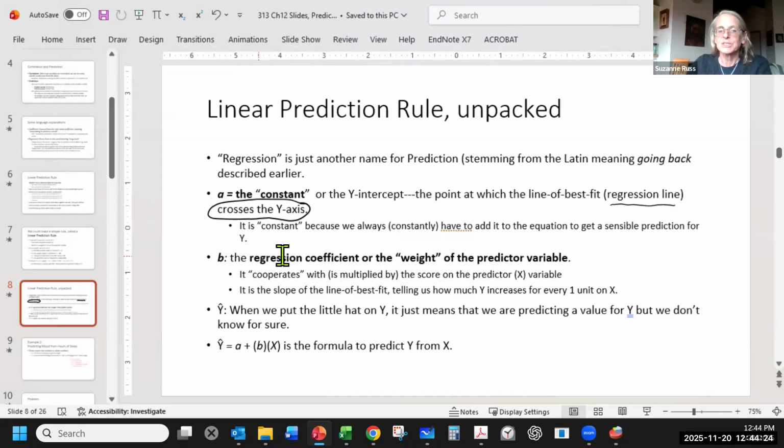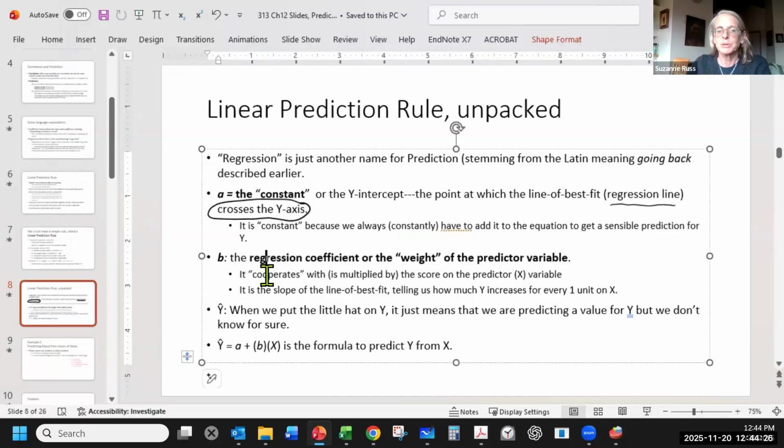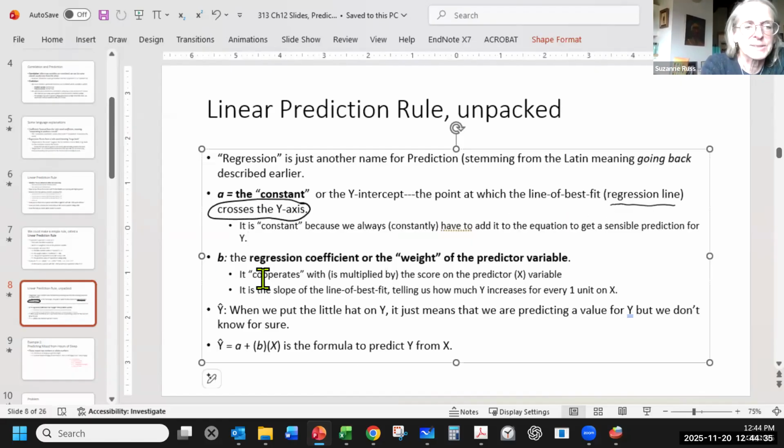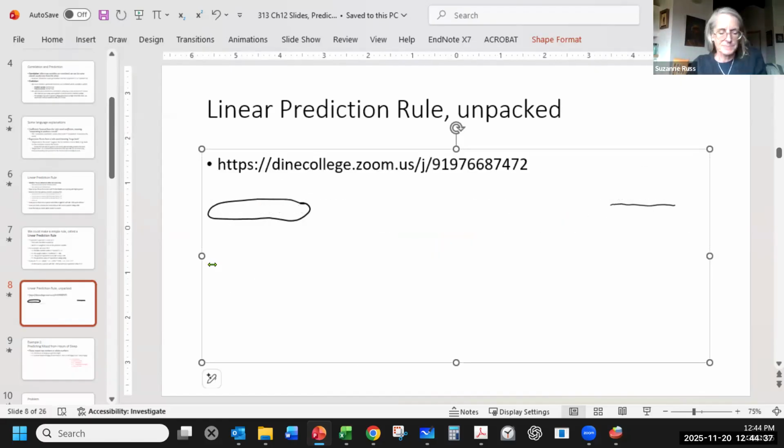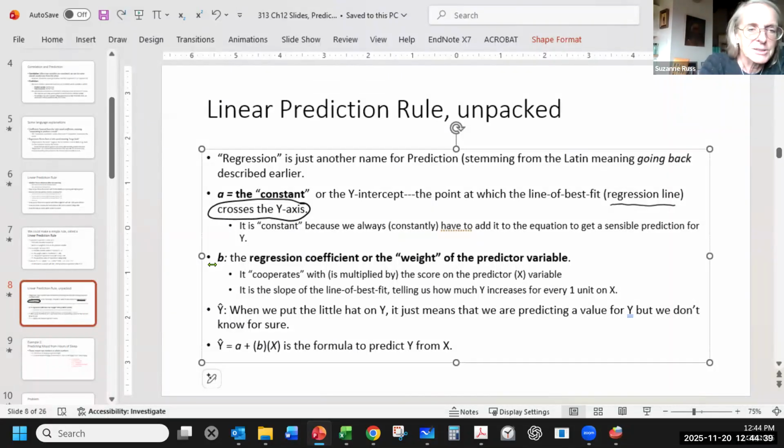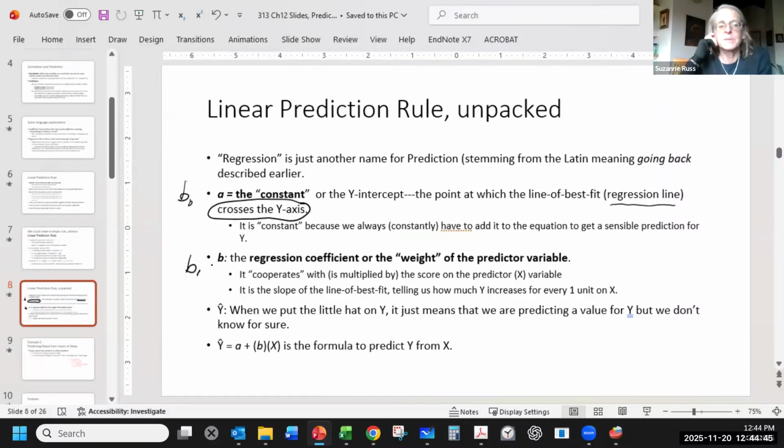B is this weight. We just talked about it. It's also the regression coefficient. By the way, in some places they use different terms. They use B1 for this regression coefficient and B0 for the constant. But I think more commonly I've seen it as A and B. There's always different language though, so when you see it, don't get scared away by that.